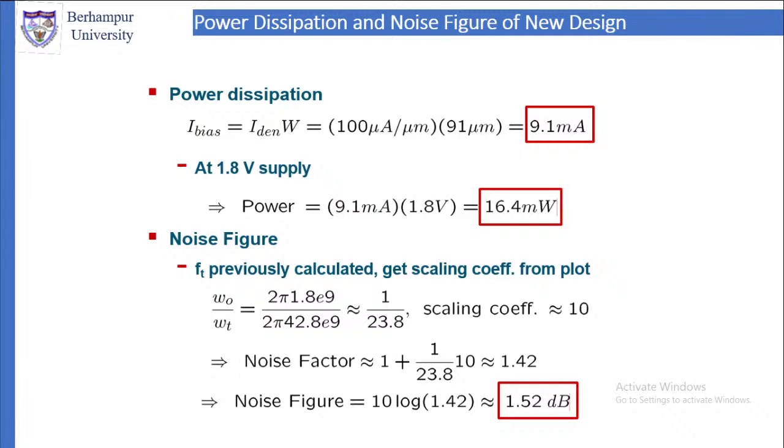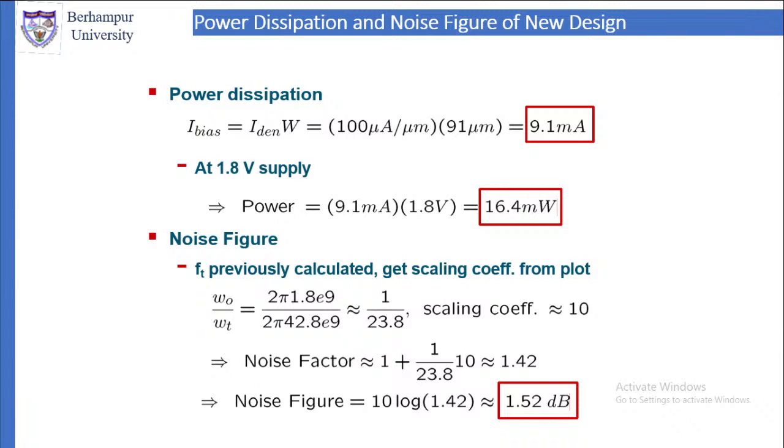Now what will the power dissipation be? We will find it once we find I bias. I bias is equal to I density into W. I density is 100 microampere per micrometer. W is equal to 91 micrometer. So multiply them, that gives you 9.1 microampere. At a 1.8 volt supply, which is the standard supply, power is equal to I bias into the supply. So I bias is 9.1 microampere into supply 1.8 volt. That will give us 16.4 microwatt.